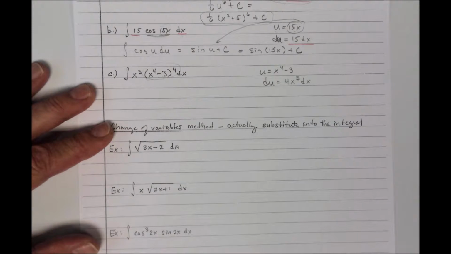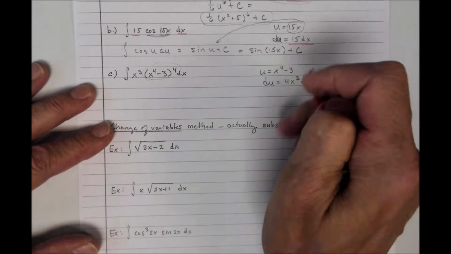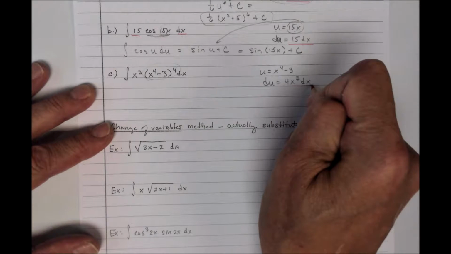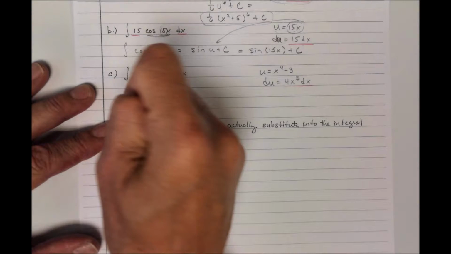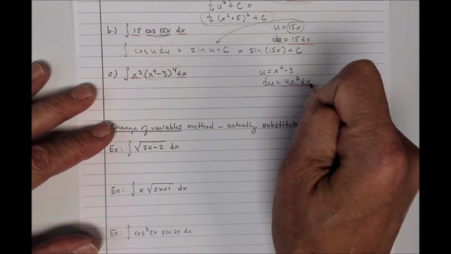And we have a problem. I need the 4 in there. All I have is x to the 3rd dx. I just have this part right here. I need the 4 in there.